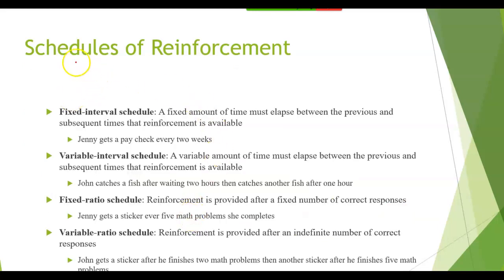All right, so let's look at this. We have fixed, which means it's set. Interval, which is again time. So a fixed interval schedule: a fixed amount of time must elapse between the previous and subsequent times that reinforcement is available. So Jenny gets a paycheck every 2 weeks. See how it's fixed because it's every 2 weeks, and it's an interval because it's time. FI, fixed interval.